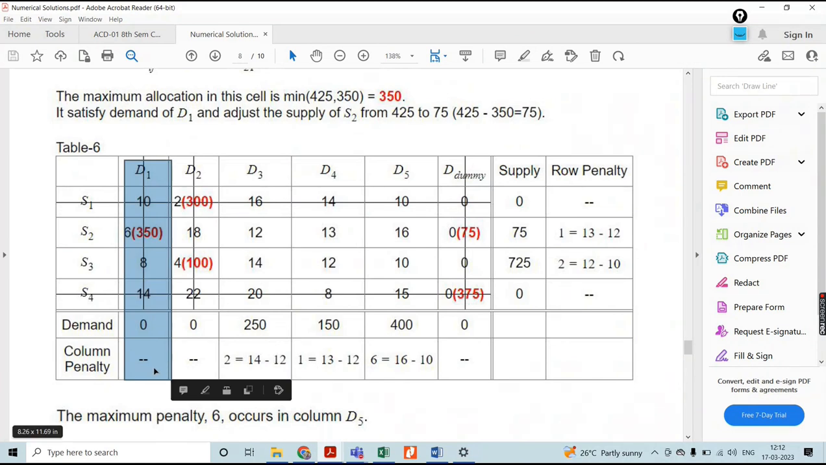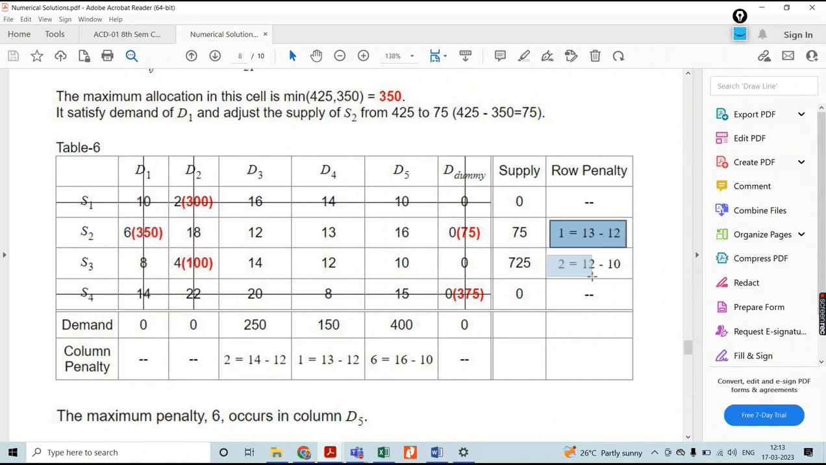Then obviously you can delete that itself. For further solution, you don't consider it at all. Next, again you have to proceed with the penalty evaluation. 13 minus 12, 1. 12 minus 10, 2. Then 14 minus 12, 2. Then 13 minus 12, 1. 16 minus 10, it is 6.